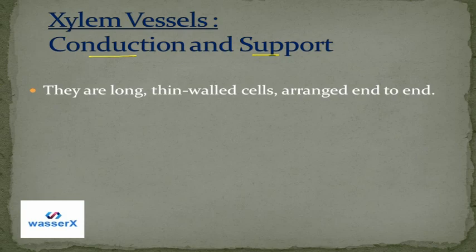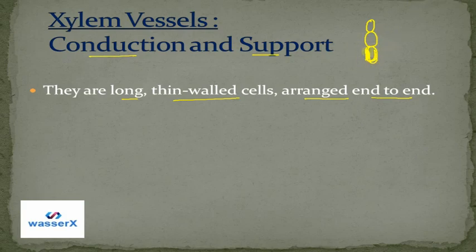Now first, what are xylem vessels? So we can say they are long, thin-walled cells arranged end to end. That means these are my xylem cells. They are long, thin-walled cells, and they are arranged end to end. They are arranged something like this. Their wall is very thin. There is no layering of different substances.